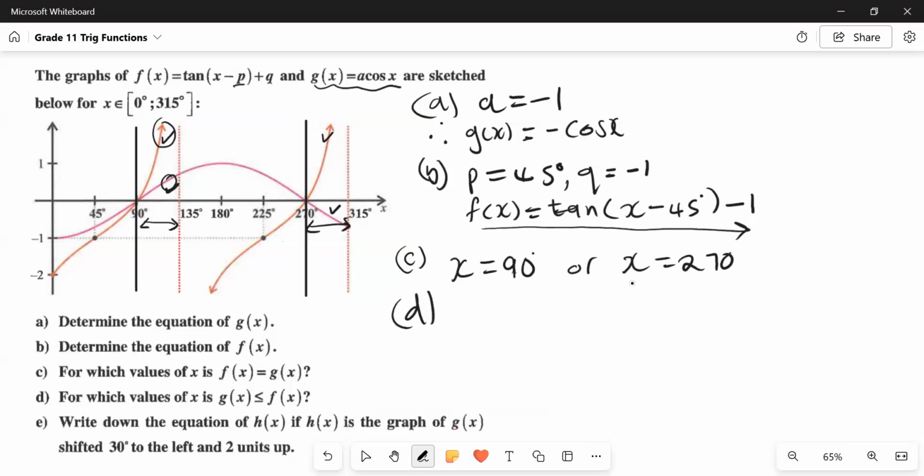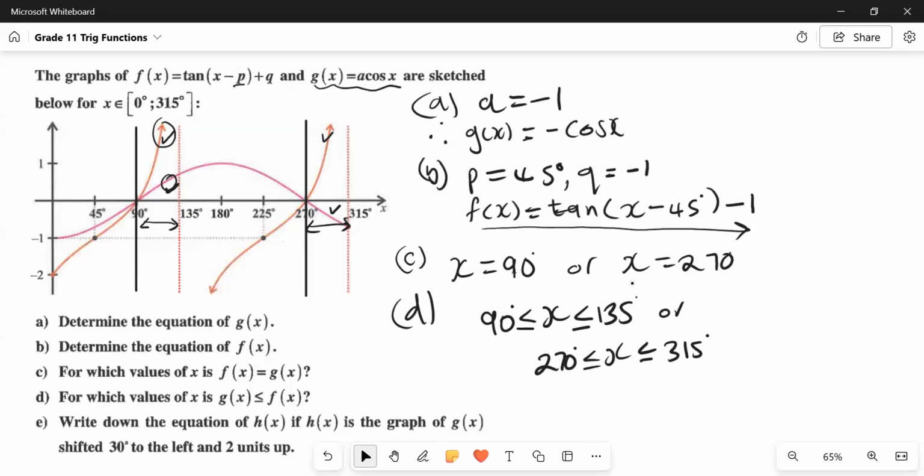So now D, we can say x is between 90 and 135 degrees, or x is between 270 and 315. Perfect.